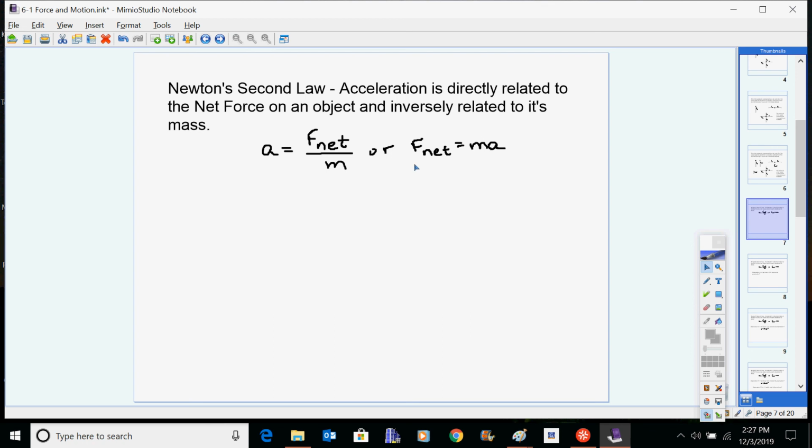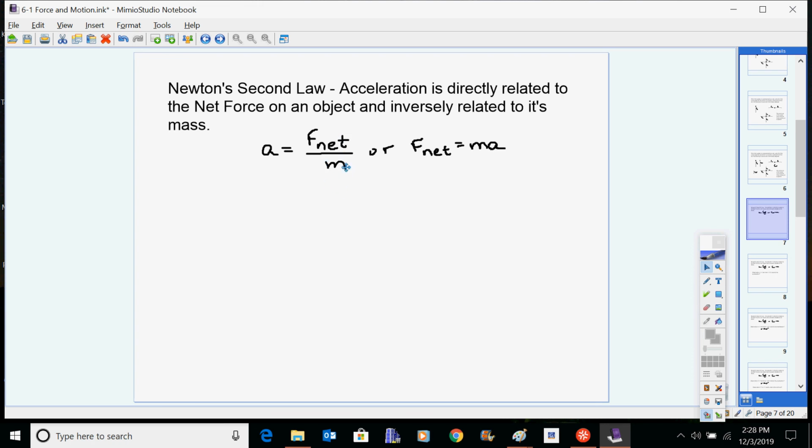F net equals ma is the equation that got me all the way through my physics in college. I had to use this over and over and over again. The original way to write this, though, is acceleration equals the net force divided by the mass. So it depends on two things: how much the net force is and how much the mass is.